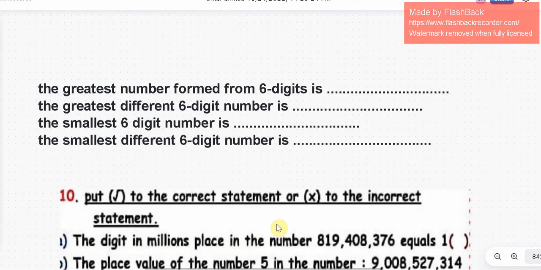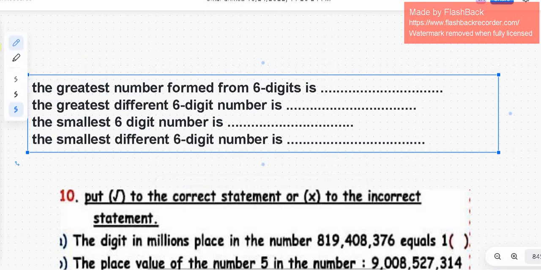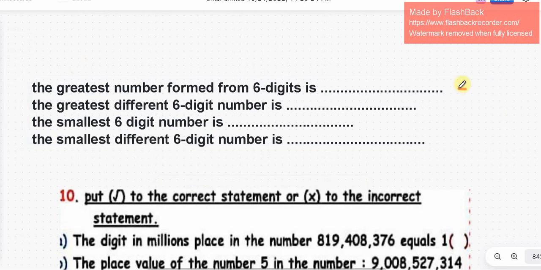We have another kind of question like this. The greatest number formed from 6 digits. I'm gonna put 6 dashes or 6 places like this. 1, 2, 3, 4, 5, 6. Then I'm gonna write the greatest digit, which is 9. In all of them, I'm gonna put 9. Don't forget your comma. 1, 2, 3, comma. Okay.